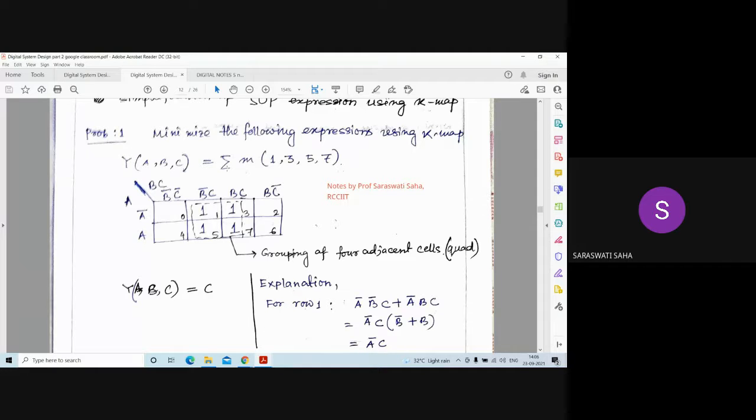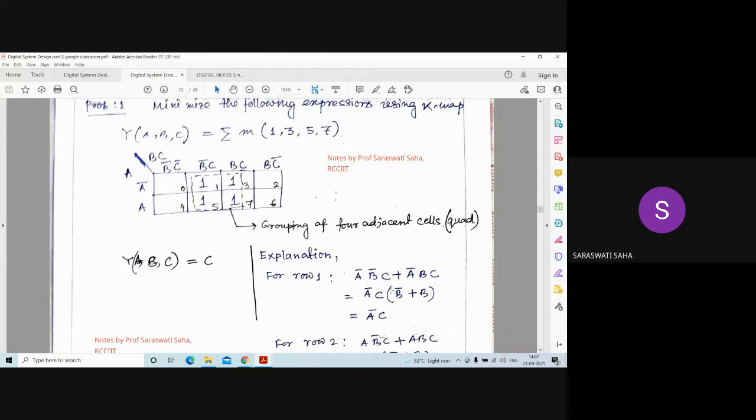Then from this equation, take 1, 3, 5 and 7. Put the value 1 in the corresponding cell, and for the other cells, put 0. Here it will be 0, here it will be 0. Then how can we solve the equation?